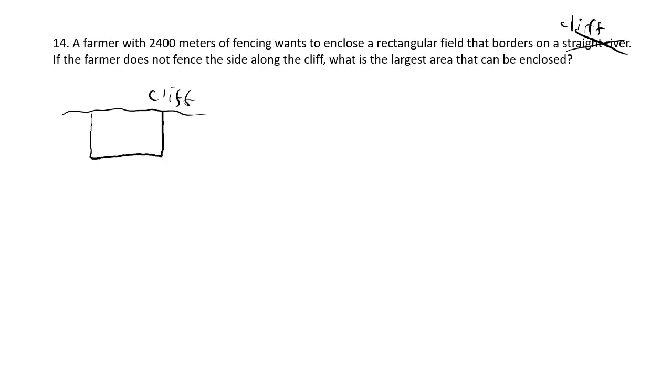Well, since it's going to be rectangular, if I call this x, this will also be x, right? And then this one is independent of x, so that should be y. And then you see that x plus y plus x is the fencing. Total fencing is 2,400. And what you want to figure out is when the area can be maximum. So what's the formula for the area? Area is x times y, right?